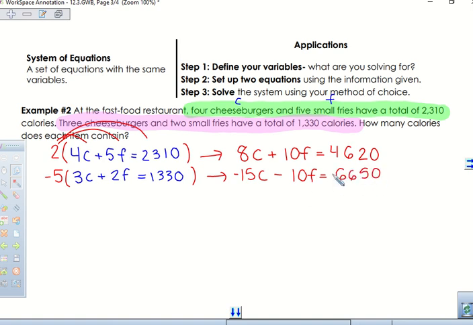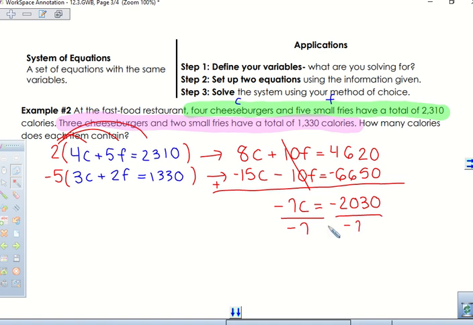6650, and that's negative. So now that we have these, what can we do with them? Cancel the F. Yeah, these are going to cancel, and this is going to become -7c equals something negative. Negative 2030, yeah. Divide by -7, and we get c equals 290. So the calories in the cheeseburger is 290.